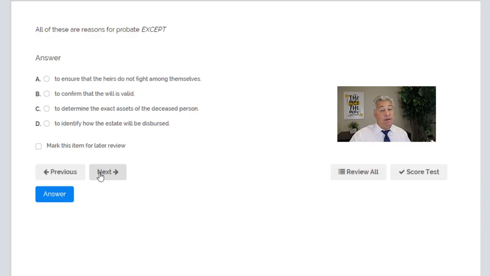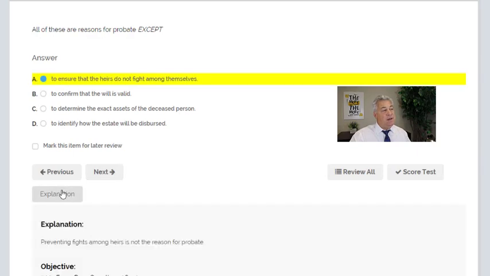And your answer is A, to ensure that the heirs do not fight among themselves. Preventing fights among heirs is not the reason for probate. To properly distribute the assets of the deceased, allocate the assets of the deceased.